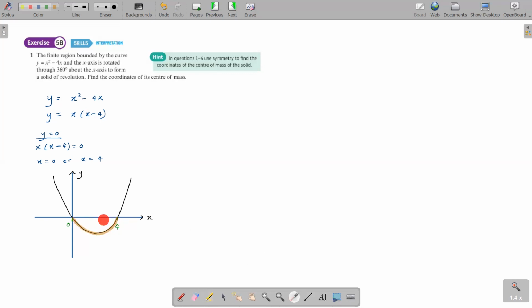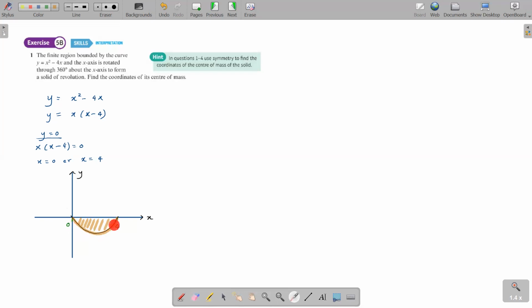Between the x-axis and the curve, this is the part that you get. So the finite region that they're talking about is this one. Can you see? Because it's bounded between the x-axis and the curve. So actually, you don't need the other parts of the curve. You can erase all of this. We don't need any of this. So this is the part we are interested in.